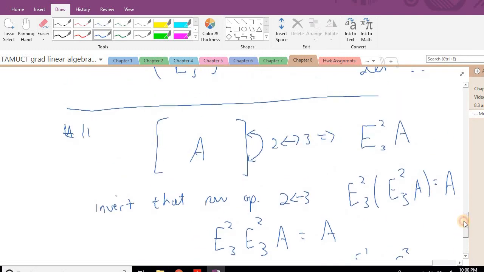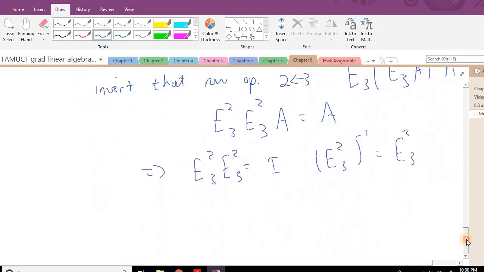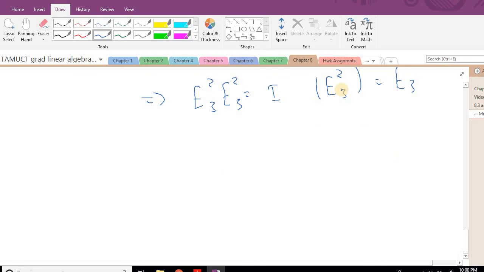And you can do the same thing for any switch of rows I and J, or multiply some row by a constant, or multiply a row by a constant and add to another row. In each one of those cases, you can think, how would I undo that row operation, and what is the elementary matrix that corresponds to that undo? So you can think about it that way.